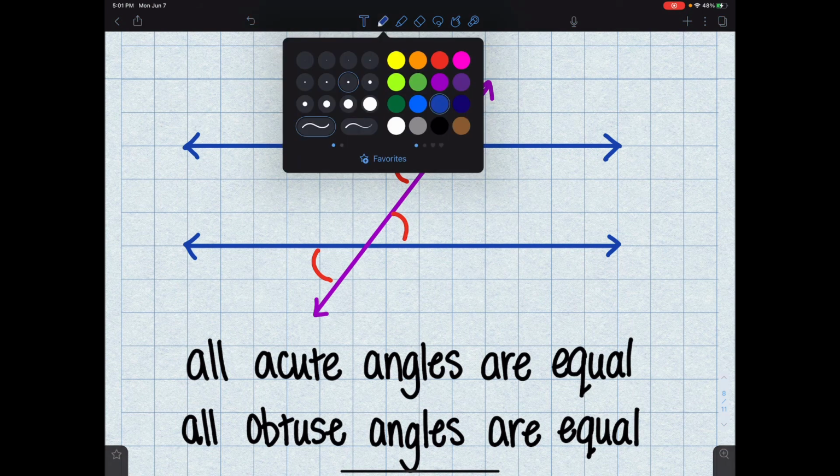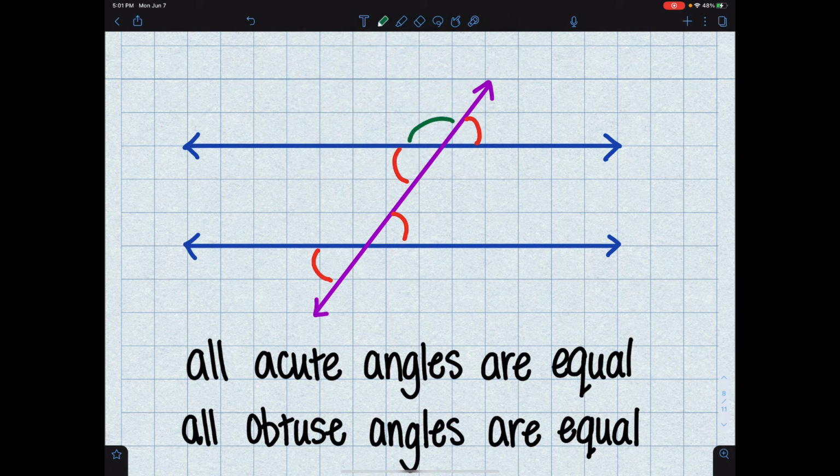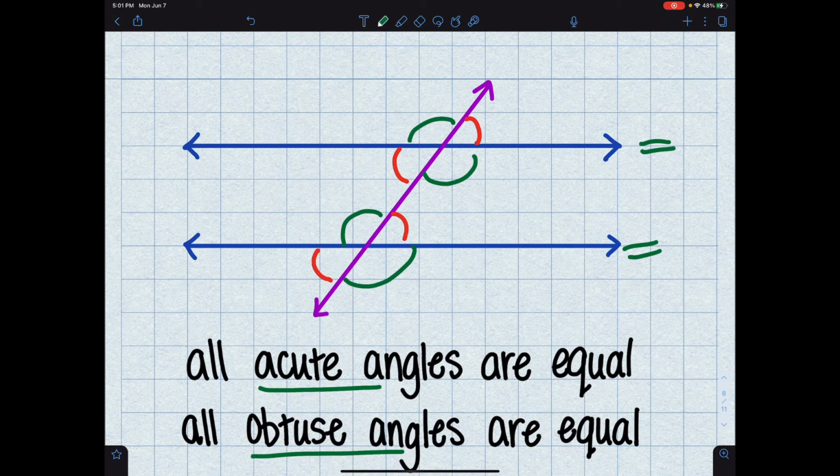Actually, let me get a different color. Let's do green. So this is equal to this, which is equal to this, which is equal to this. Woo! All acute angles are equal. All obtuse angles are equal. As long as you're transversing two parallel lines. And these have to be parallel. Okay? So that is so cool.